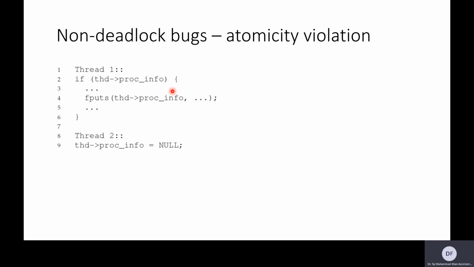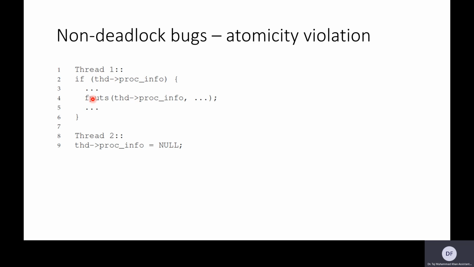The first non-deadlock bug is atomicity violation. Let's see what atomicity violation is and how atomicity is being violated. In this thread, we are checking the value of proc info. Let's say proc info is a pointer. If the pointer is not null, then we go into the if body and use this pointer. If the value of proc info is null, null evaluates to false in if conditions, so this condition will become false and we will skip the if body and not use this pointer, which is correct behavior.